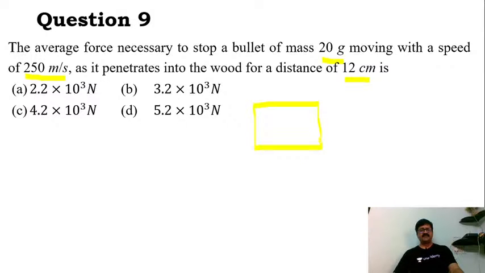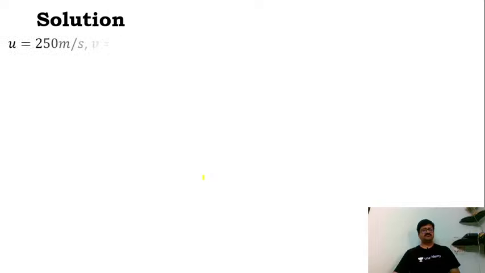In order to make this happen, suppose this is 12 centimeter here. To make this happen, what amount of force is required? This is the question that they have asked us. Accordingly, we'll write down the given factors. u, that is the initial velocity, is 250 meter per second, it is given, and since the bullet is stopping in the end, v should be equal to 0 here.